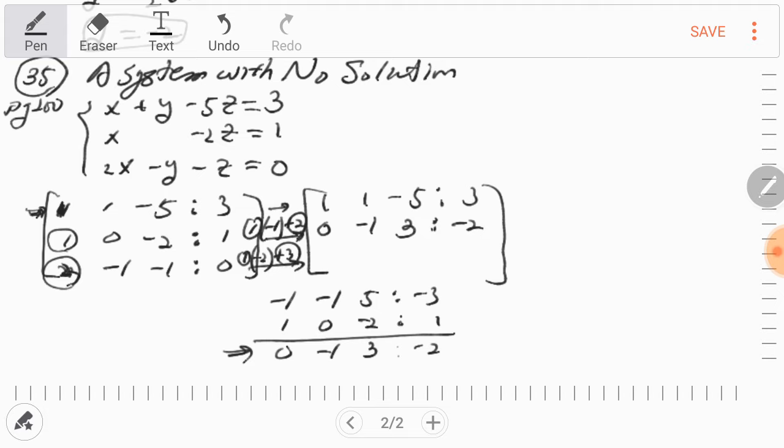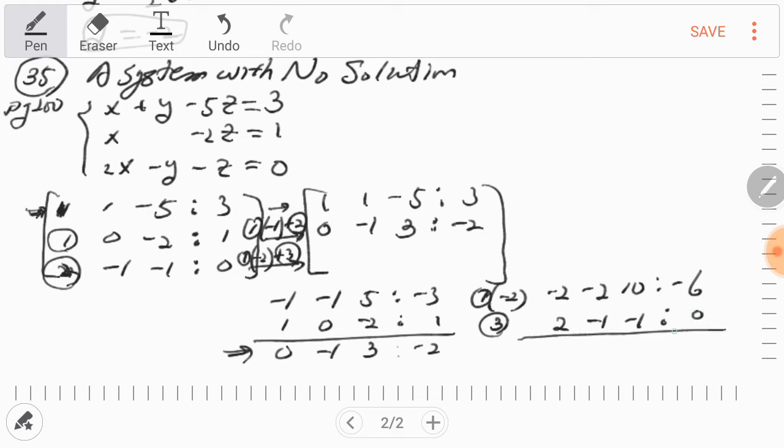Okay, so multiply the first row by -2. Then -2, -2, +10, -6. And the third row, write the third row so that we can add these two rows. Then 0, -3, 9, and -6. So this is the third row.